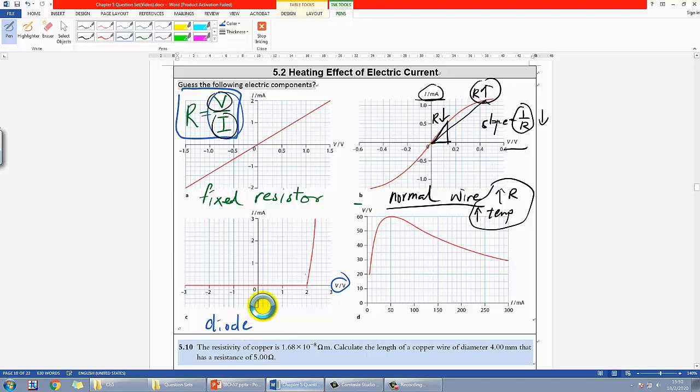If you don't remember what a diode is, the symbol looks like this, and it only allows one direction of current to flow through. So for example, this one only allows current to flow from left to right. Left to right is okay. However, if you try to flow from the right to the left, you can see this symbol is more like a wall. It blocks you off. So no matter how much voltage you add, there's no current at all.